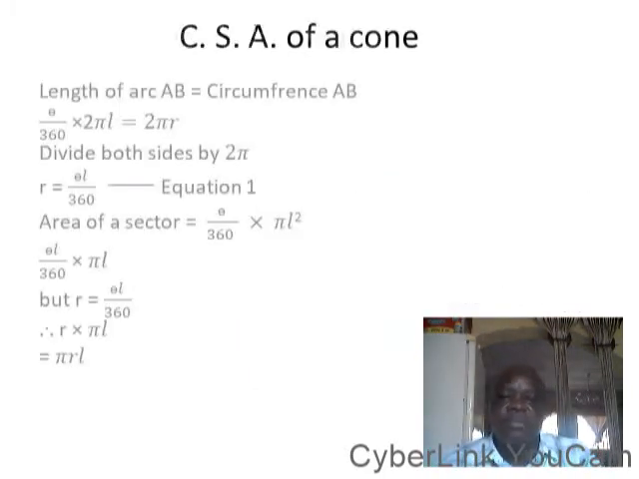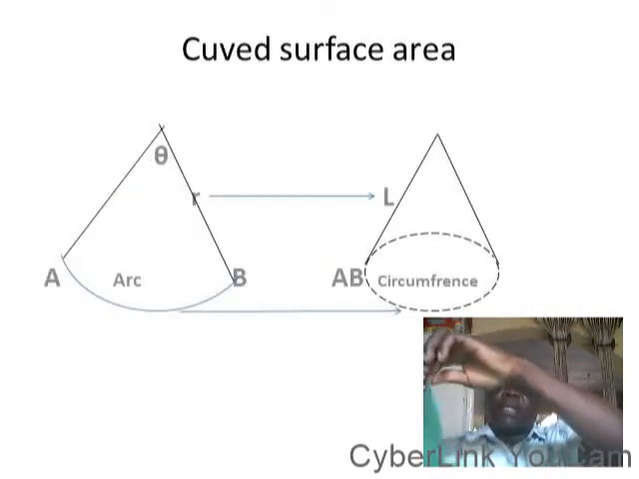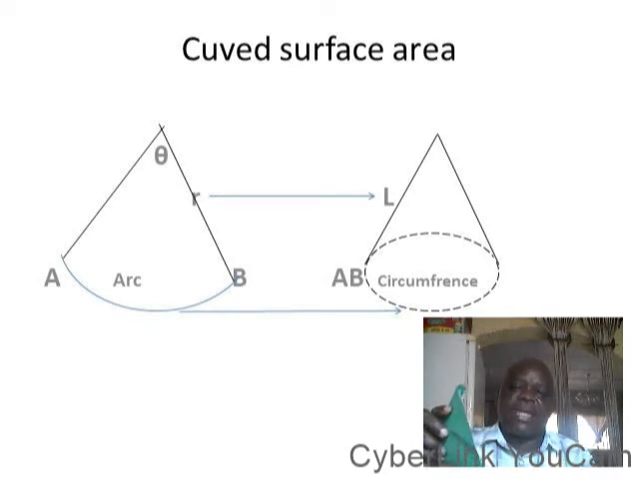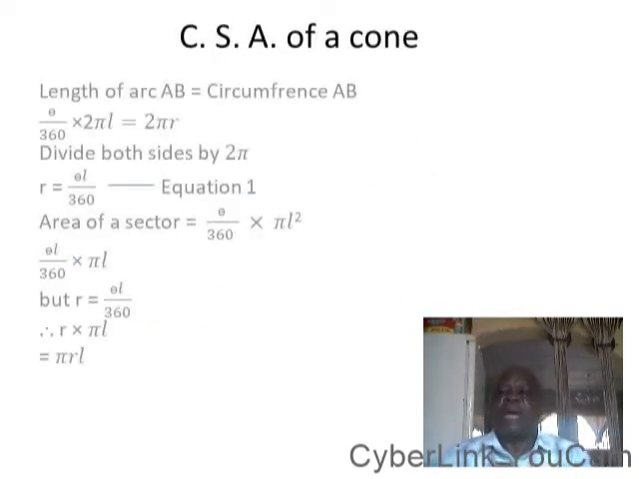Then let's look at this. Now, when you look at a setup, you discover that from point A to point B, it is an arc. Then this arc, when you fold it to become a cone, that same arc AB will change to a circumference. You see it in the diagram. Here is the circumference. Now you discover that the length of this arc AB is actually equal to the circumference AB.